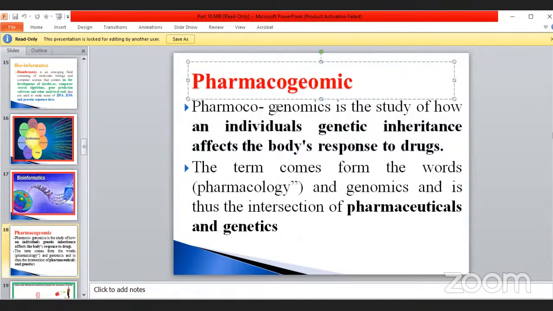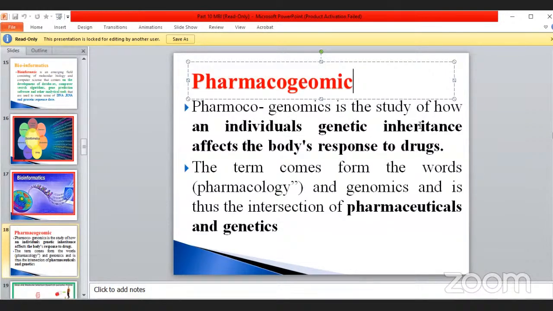What is the meaning? The study of how an individual person's genetic inheritance, and genetic inheritance means the characters transferred from one generation to another generation, is responsible for the response to drugs. Because you know that each and every person will not accept the same drug.